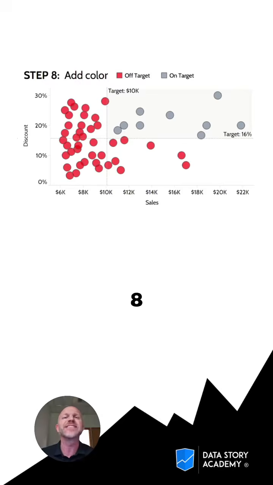So that is 8 simple steps to transform your scatter plots and ensure you're drawing out the most important stories in the data.